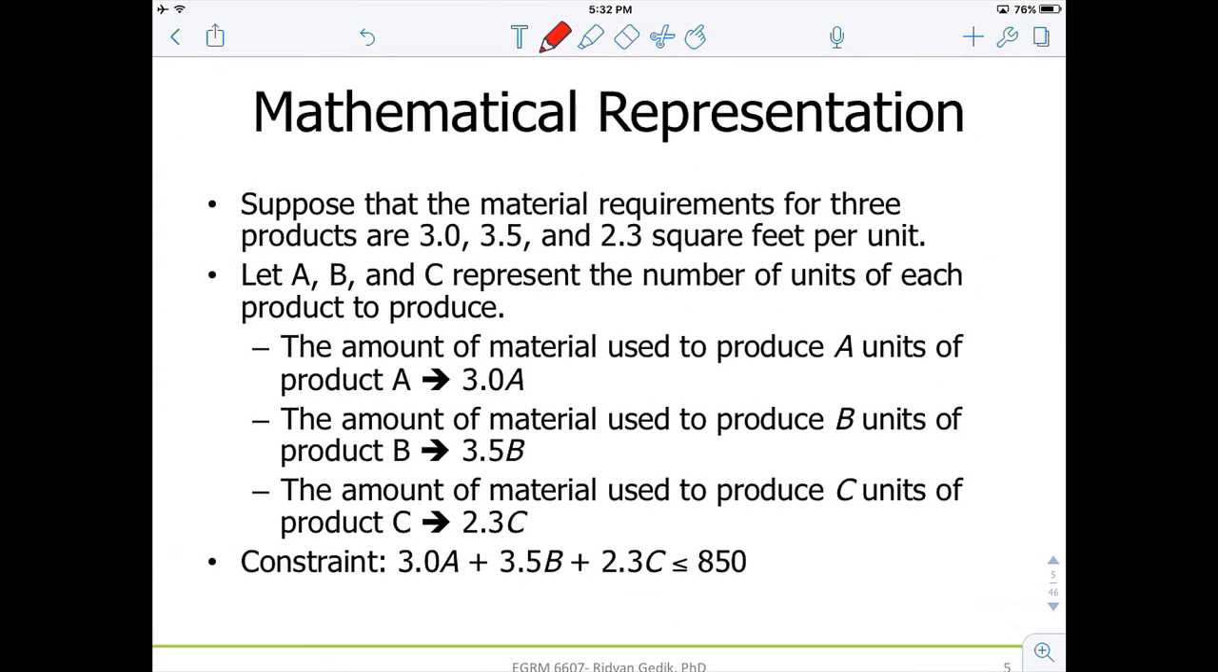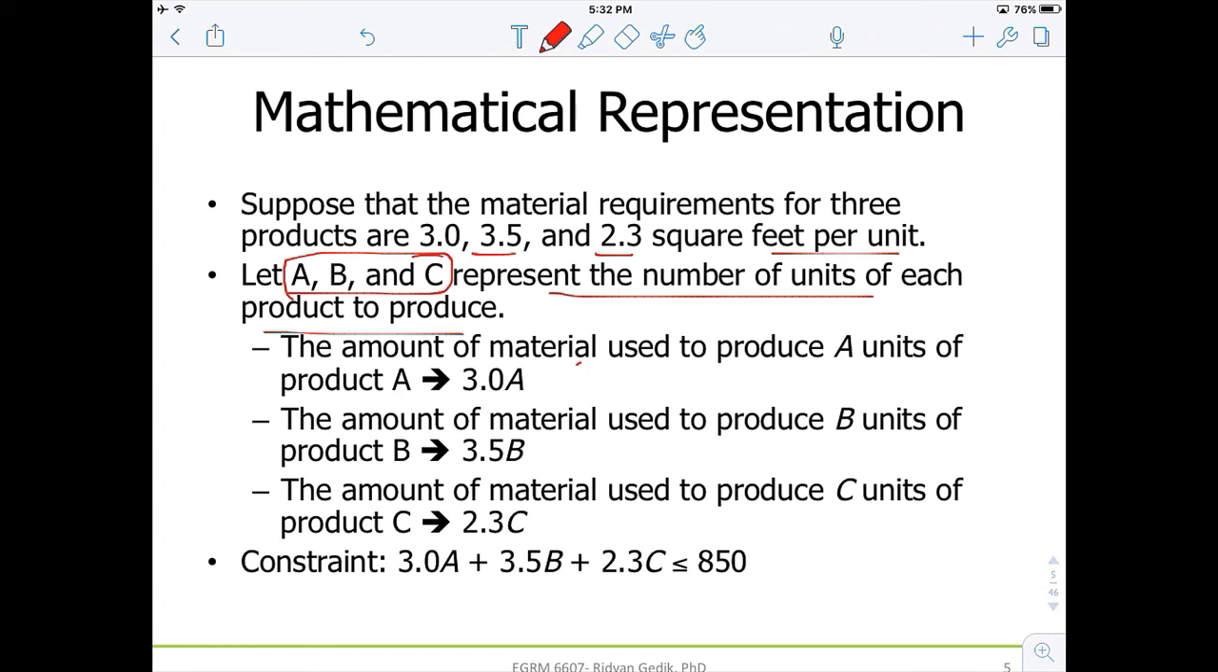Okay, how do we do it? Suppose that, for this different example, the material requirements for 3 products are 3, 3.5, 2.3 square feet per unit. And then we say let A, B, C represent the number of units of each product to produce. Okay, these are our decision variables, A, B, and C. They represent the number of units of each product to produce.